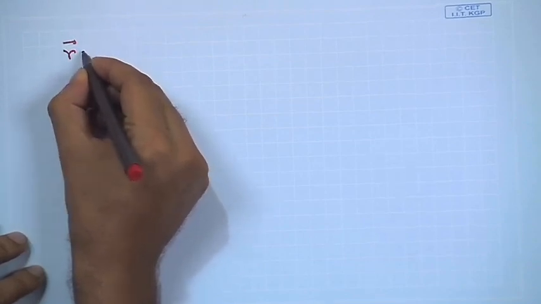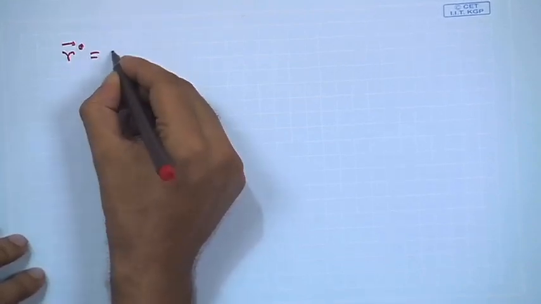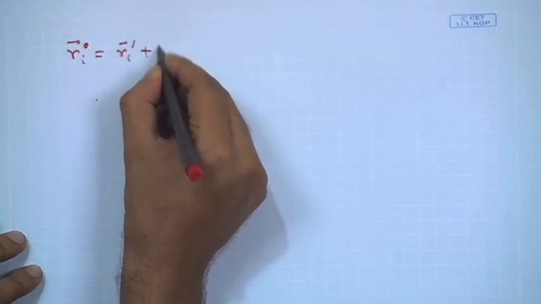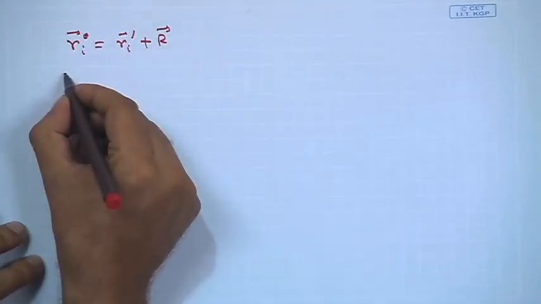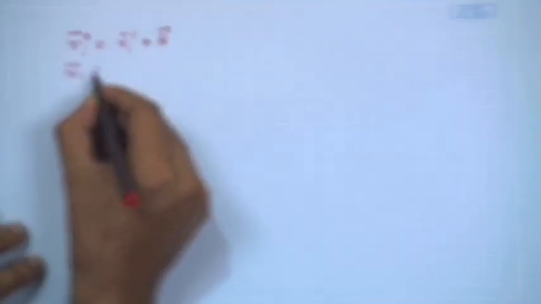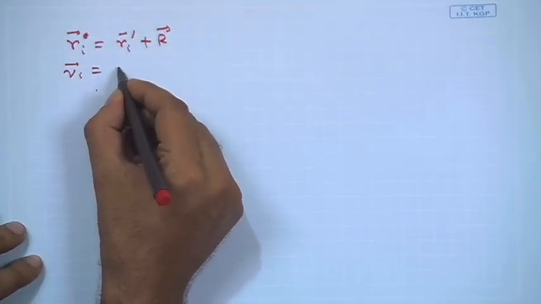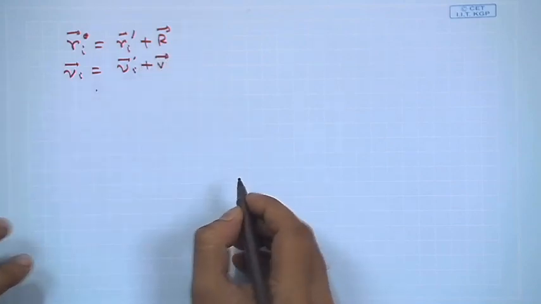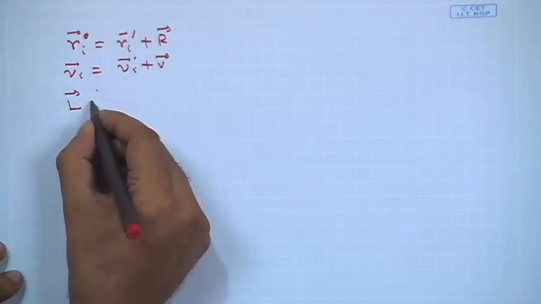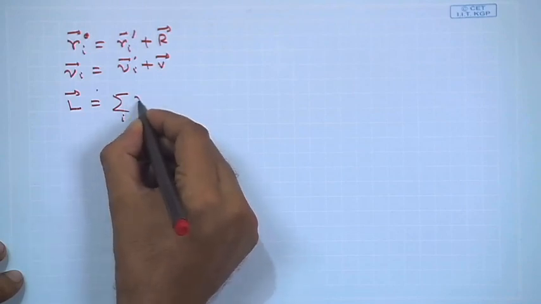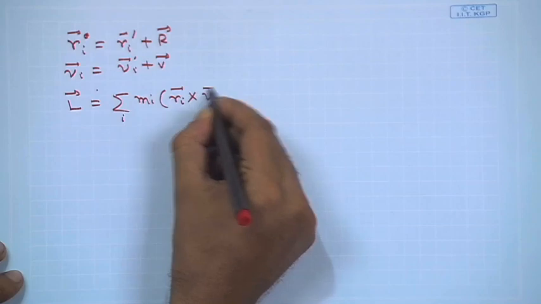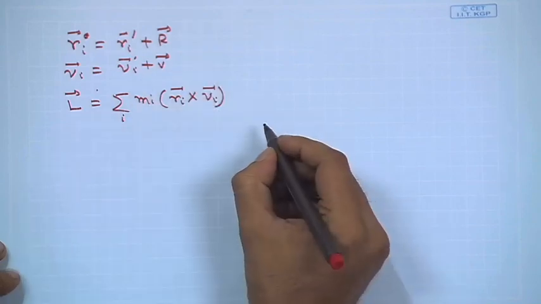r_i is equal to r_i prime plus capital R. So, v_i will be equal to just the time derivative of this, so v_i prime plus capital V. So, L will be equal to sum over i m_i r_i cross v_i. So, this is the definition of L we know.